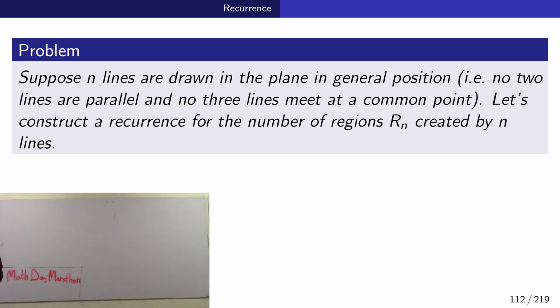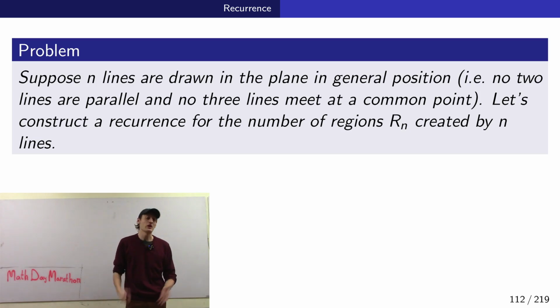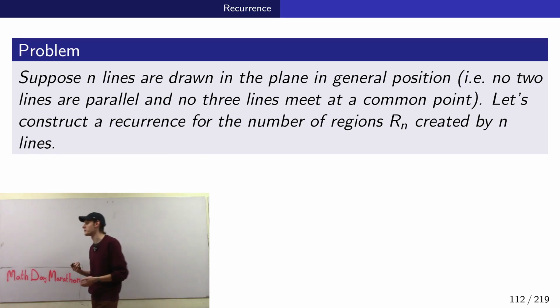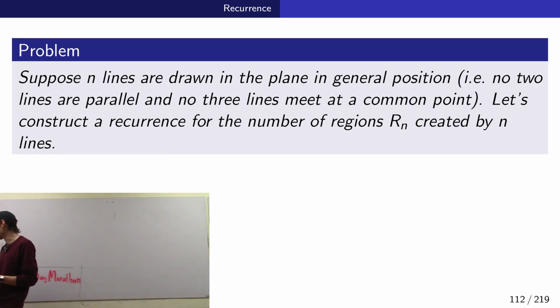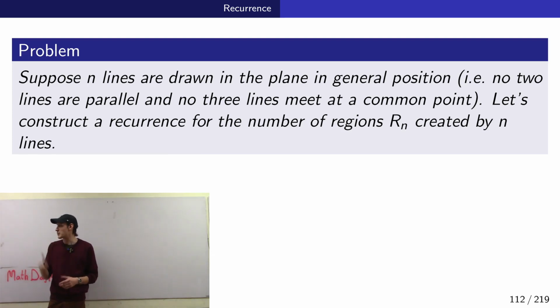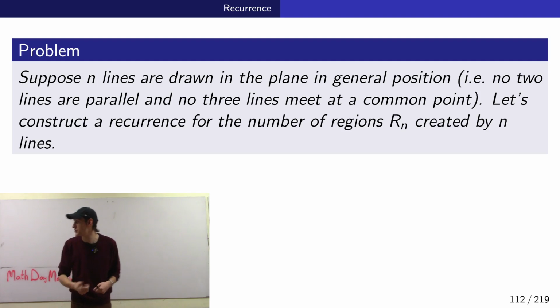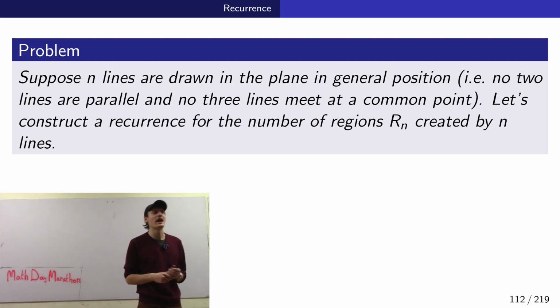Okay, so suppose we have n lines drawn on the plane in general position. This means that there are a couple of ways for lines to do funny things. They can be parallel, or a bunch of them can intersect in the same point. So here we're saying we have lines drawn on the plane in general position, such that no two are parallel and no three lines meet at a common point. I want to construct a recurrence for the number of regions R sub n created by these n lines.